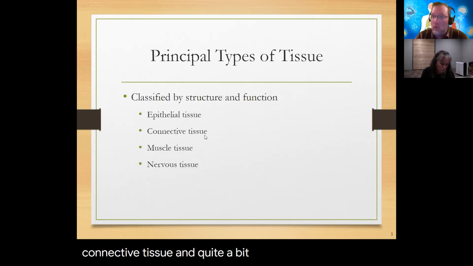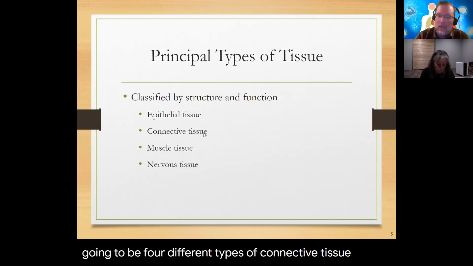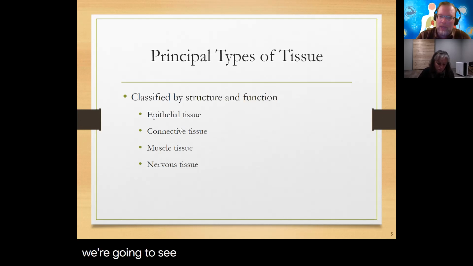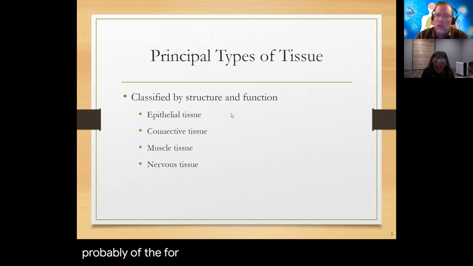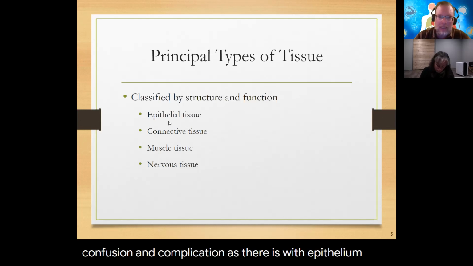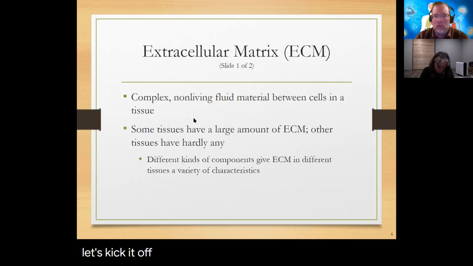There are going to be 4 different types of connective tissue that we're going to see. And then epithelial is where we're going to start. That's going to be the most complicated probably of the 4. Epithelial tissue, it doesn't have to be complicated. I'm going to do my best to eliminate as much confusion and complication as there is with epithelium. So let's kick it off with epithelial tissue.